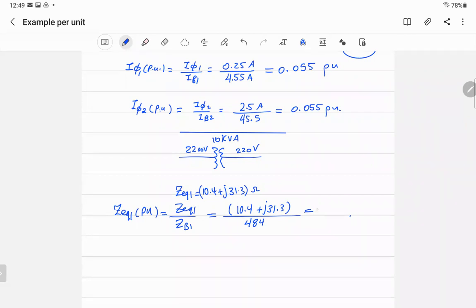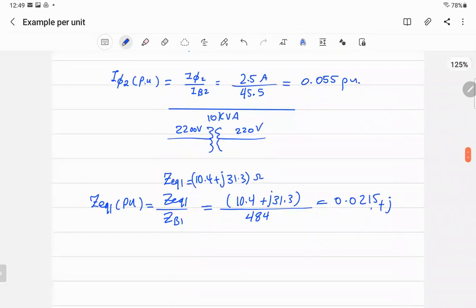So we get the result, that will be equal to 0.0215 + j0.0647. And always in per unit, you have to be careful: write many decimals. Don't round it to 1 or 2, be at least 3.